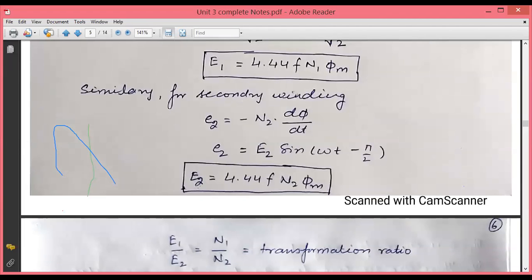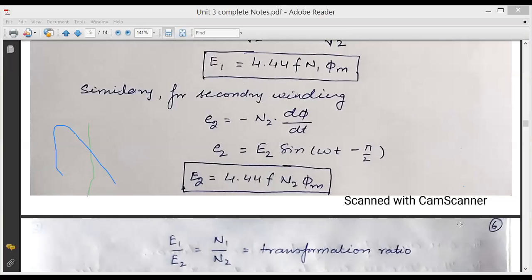And here the RMS value of the induced EMF in the secondary winding will become equal to 4.44 f N2 phi m. You can observe in both expressions, the only difference is N2, because if you see the difference between E1 and E2, you will find there is a difference of only N1 and N2. The rest, d phi by dt, is the same. So you will find this kind of setup, and this is the overall equation.